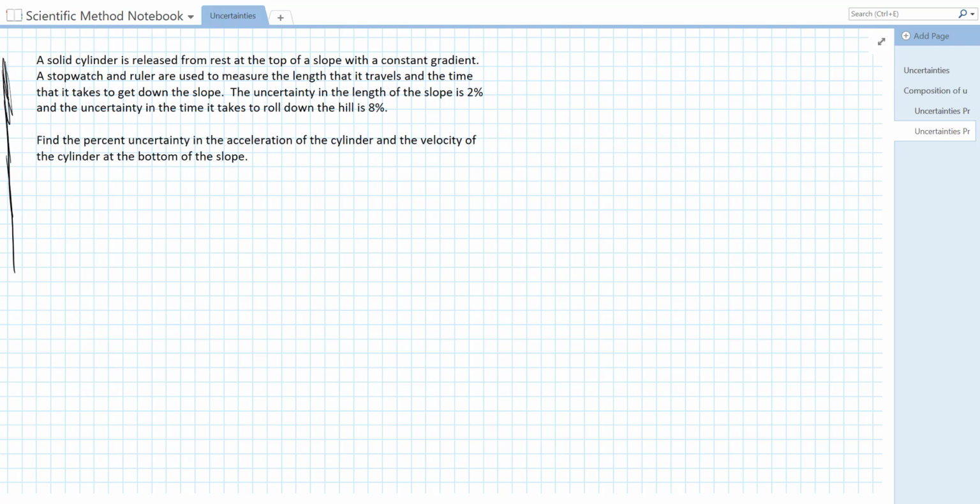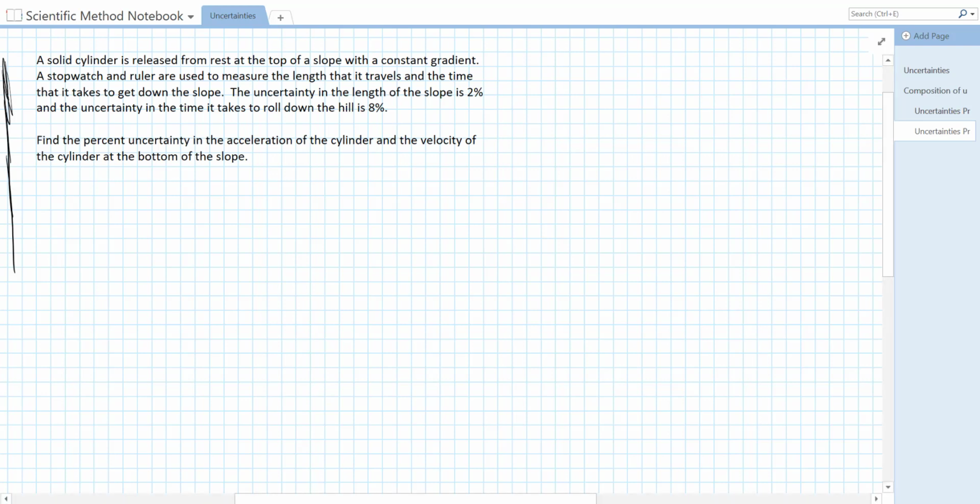Hey everybody, this is another uncertainties compositions problem. This is a little bit more realistic and interesting. Here we have a solid cylinder that's released from rest at the top of a slope with a constant gradient. That's a constant slope. A stopwatch and ruler are used to measure the length that it travels and the time that it takes to get down the slope.